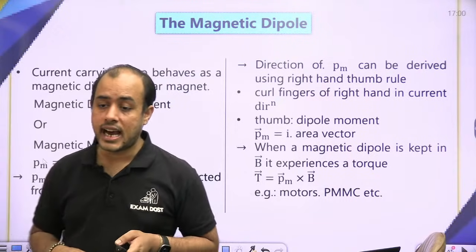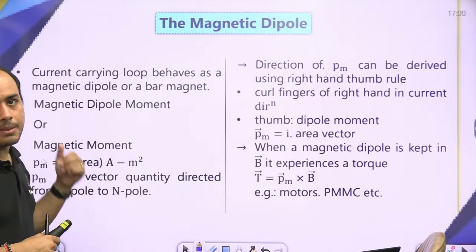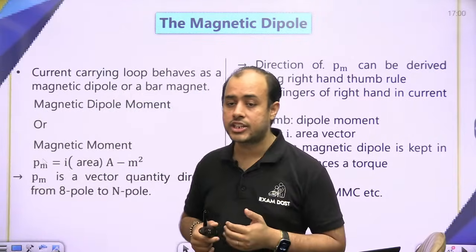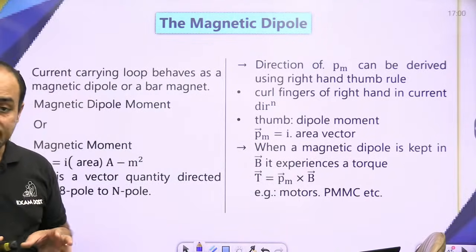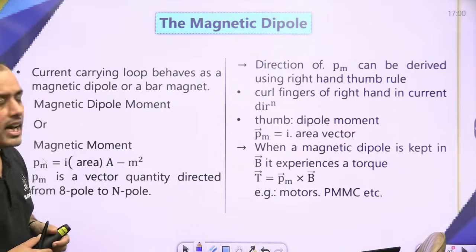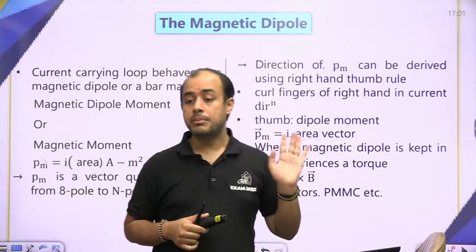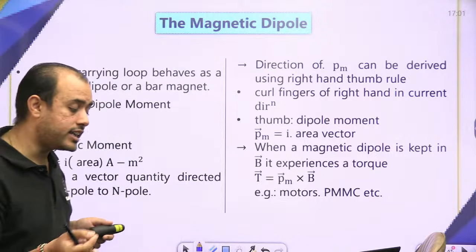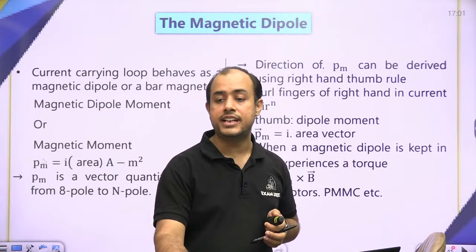So magnetic dipole moment is written as current into area. The unit is ampere meter square. It is a vector quantity. How to find the direction? Curl the fingers of the right hand in the direction of current in the loop. The thumb will give you the direction of dipole moment. So you can also write I into area vector, because the area vector is also perpendicular to the loop. The direction of the area vector I have also told you to find using the same way.